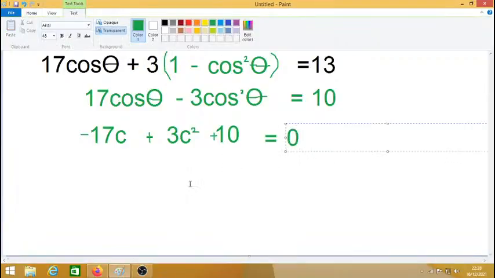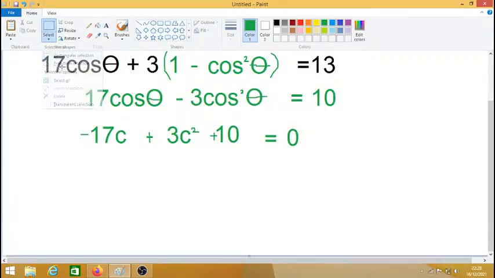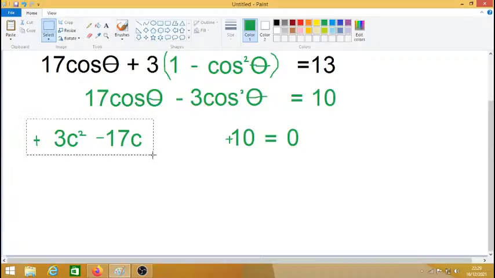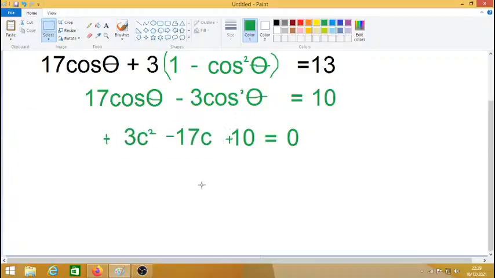And remember with quadratic equations, especially if you're going to be using a calculator to solve them with the quadratic equation function, you want to make sure that it's lined up so that the squared power comes first. So we want 3c squared to come first, and then the minus 17c after that. So it's in the highest power first. The plus can disappear. So now I've got this quadratic equation.